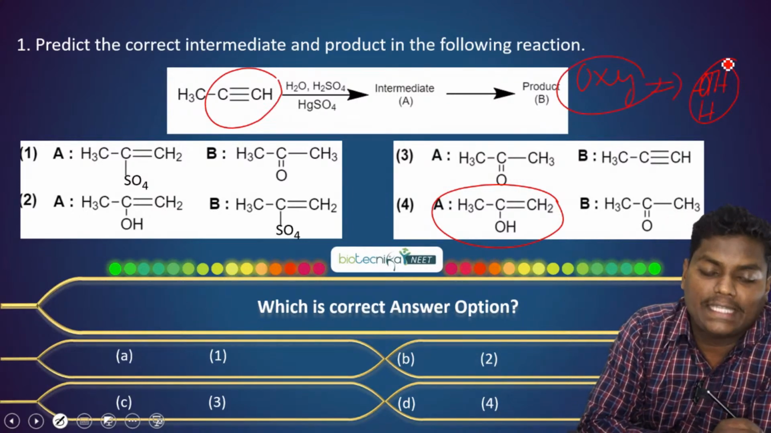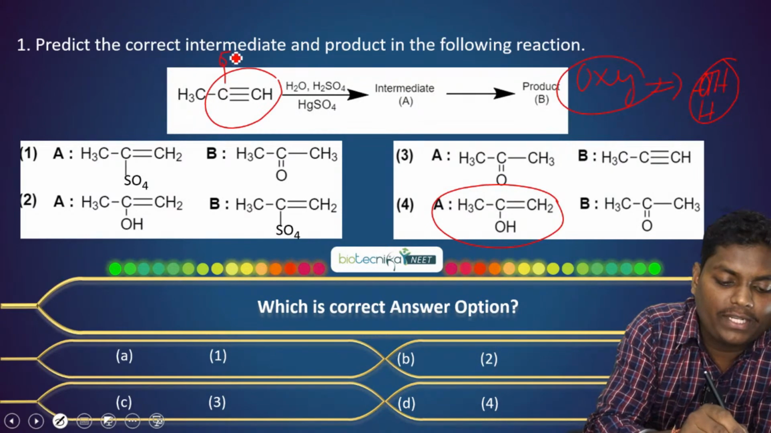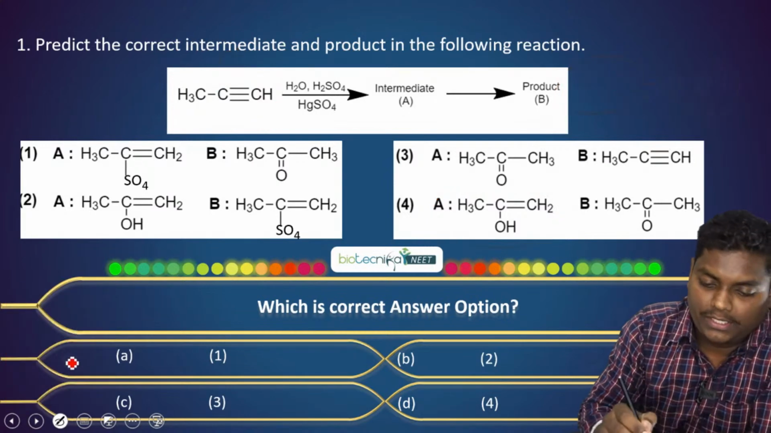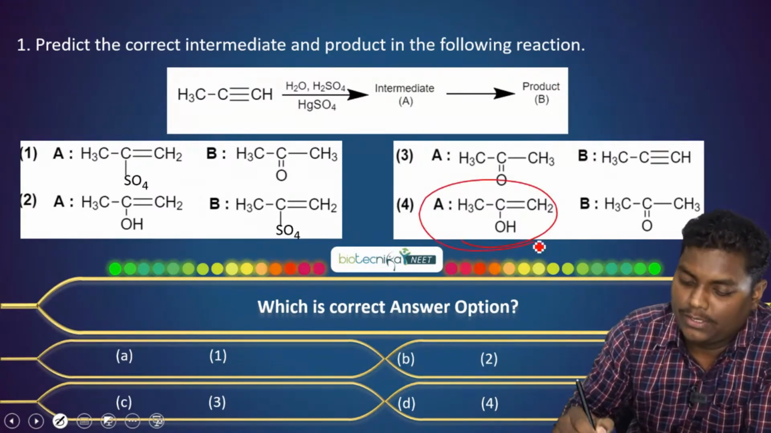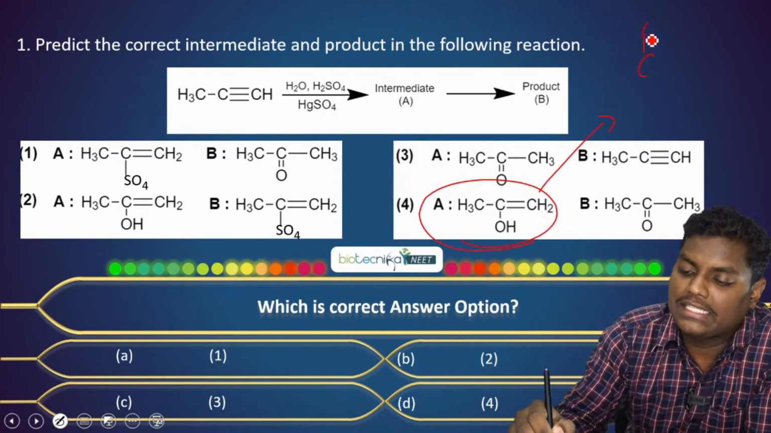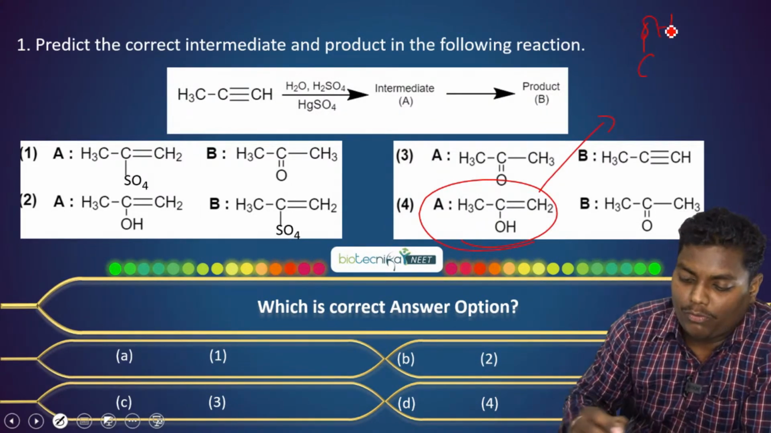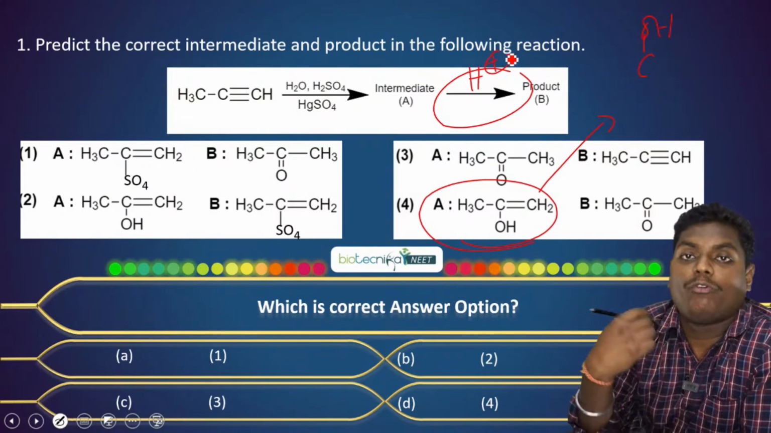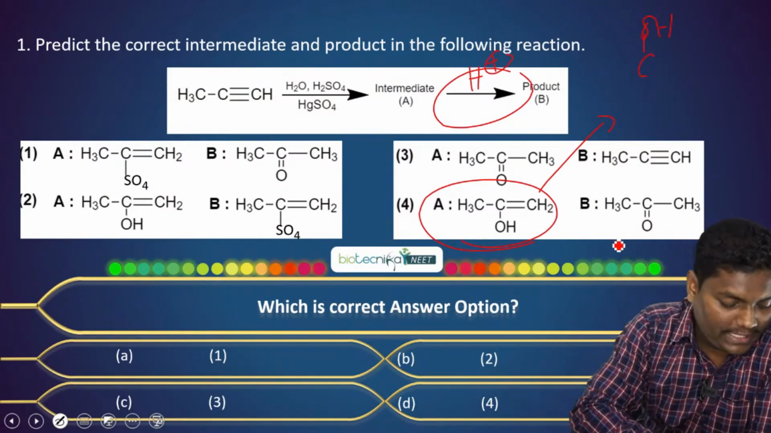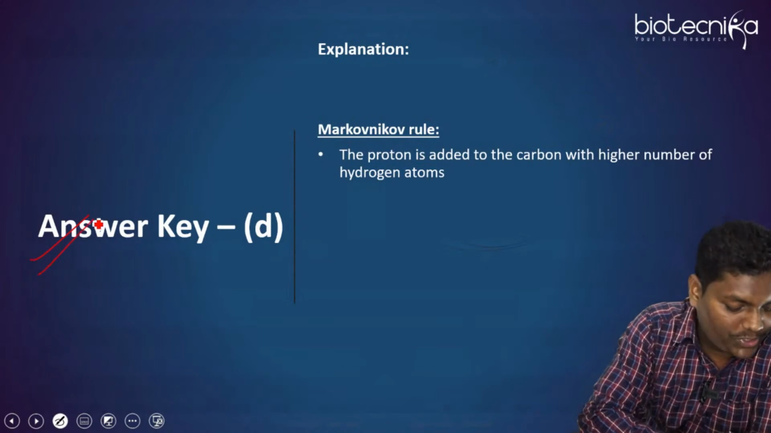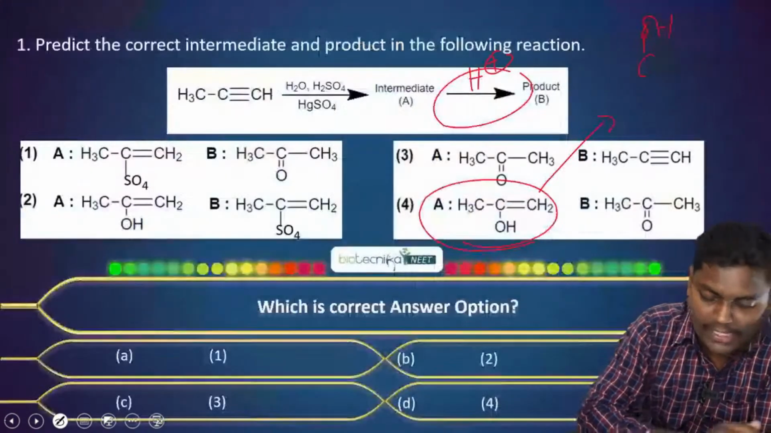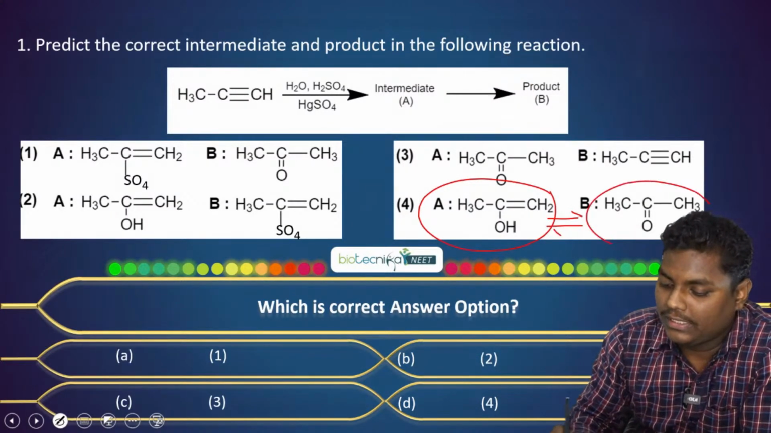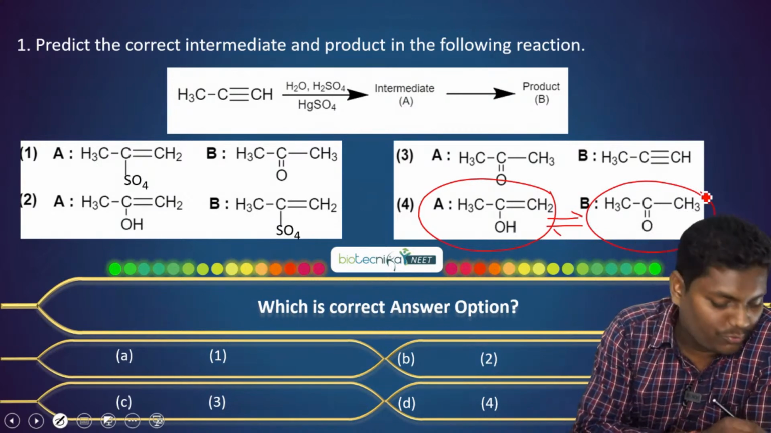So what does Markovnikov rule say? The OH will be attached to the carbon with the least number of hydrogen. So option A will be this, where the OH is attached to the carbon with the least number of hydrogen. Now, once you have the enol form, since it is an acidic medium, this enol form will convert to the keto form. Okay, so the correct answer is option D. So what is happening? This enol form that we have is converting into the keto form. So great, those who have answered D.